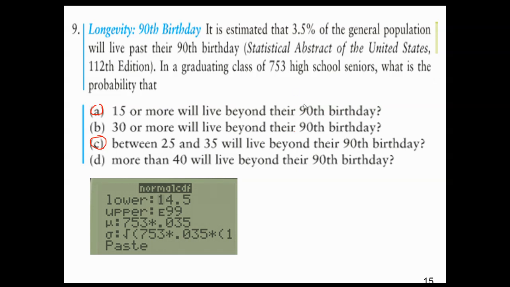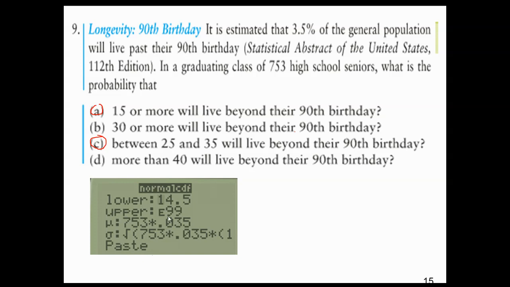Now, more means I'm moving to the right. To include 15, I'd have to start at 14.5. I'm not starting at 15 because 15 doesn't exist. Whole numbers don't exist in this continuous distribution. What does exist is 14.5 and 15.5. Well, if I start at 15.5 and go to the right, I'm not including 15. Notice it says 15 or more. So I'm starting at 14.5, going all the way to positive infinity.